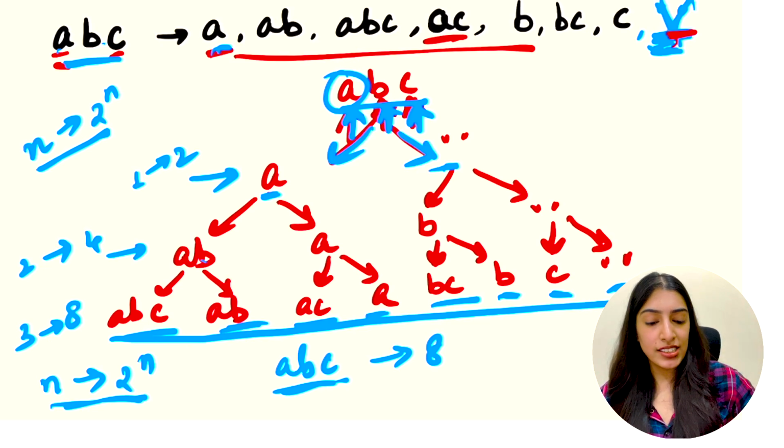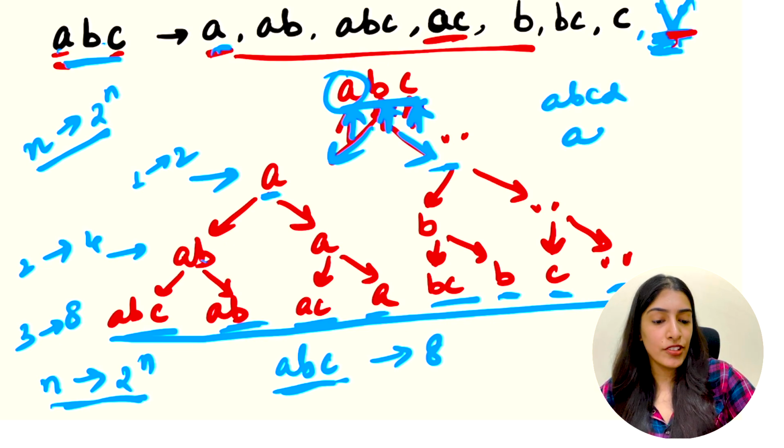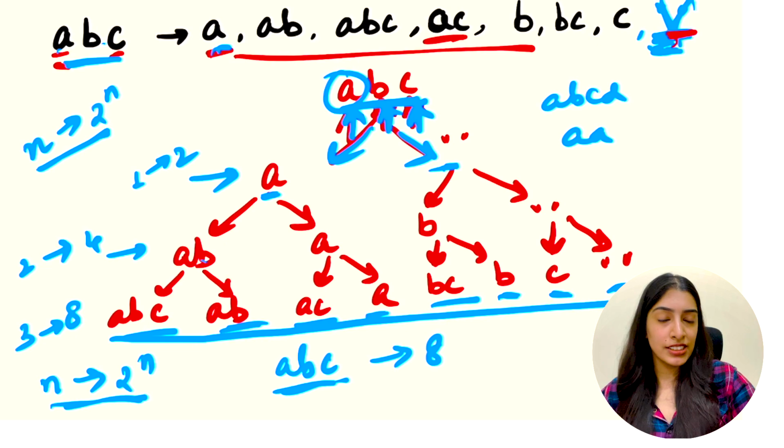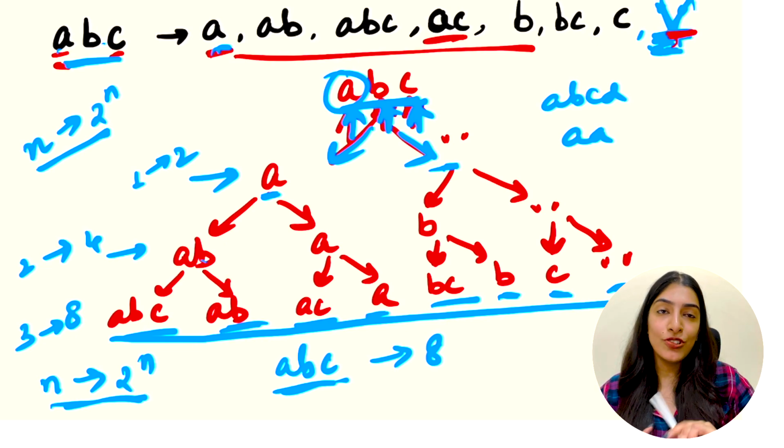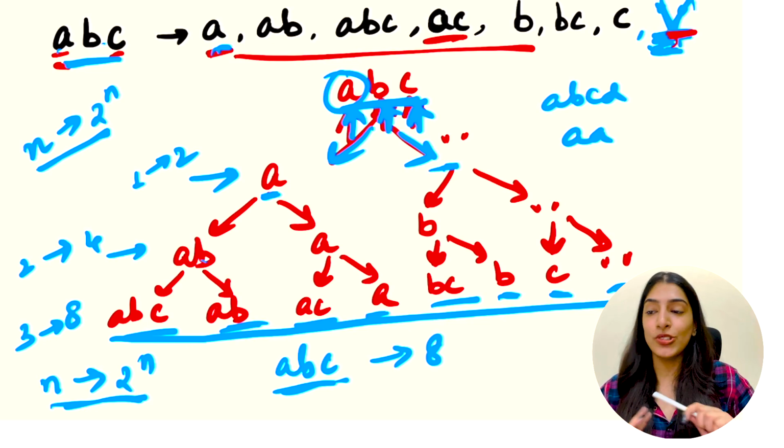So try visualizing this. We did it for ABC, try visualizing it for ABCD, try for AA, try for different strings and see if you're able to draw the recursive tree or not. What we will do tomorrow is we will try writing the code. So this is the question.